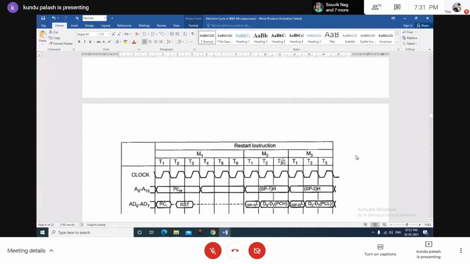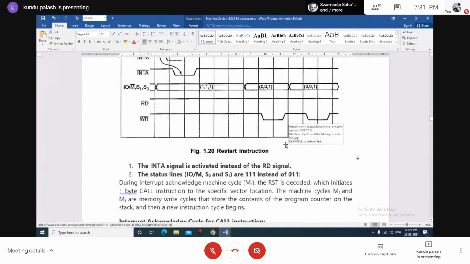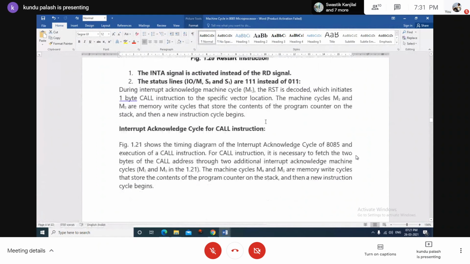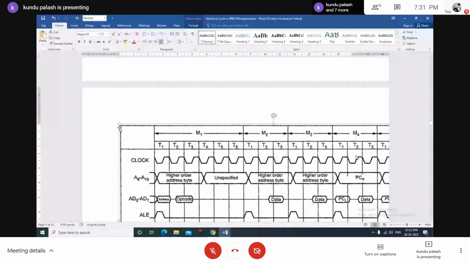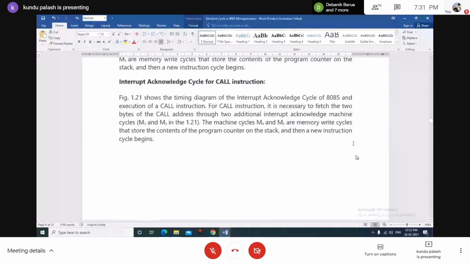This is a special thing, and these are described. The interrupt acknowledge cycle is for the ISR calling, because the ISR will be called. So that's why it is similar to the call instruction, but under the action of the INTR. So this will be the picture.